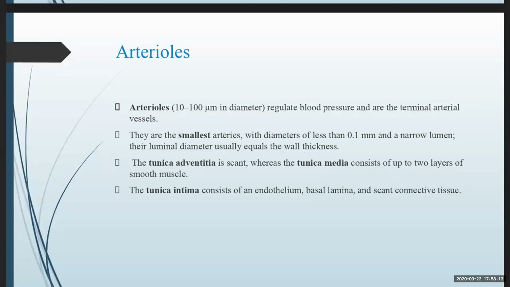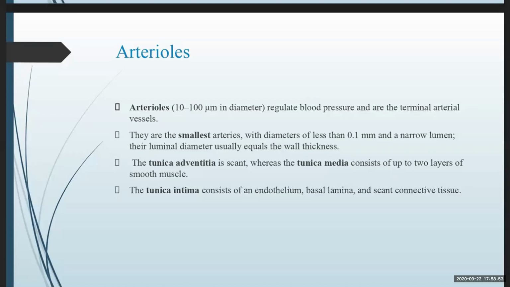Good. Arterioles have a tunica adventitia, but the tunica adventitia is scant. They also have a tunica media, but the tunica media consists of only two layers of smooth muscle, and the tunica intima consists of endothelium, basal lamina, and scant connective tissue. So this point is very important. Arterioles are very small, but they have all the layers: tunica adventitia, tunica media, and tunica intima.